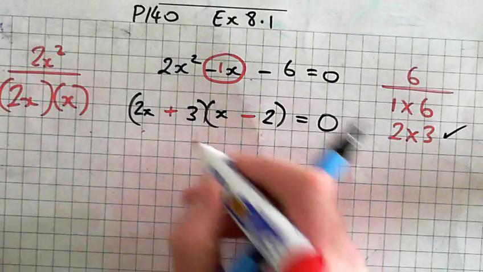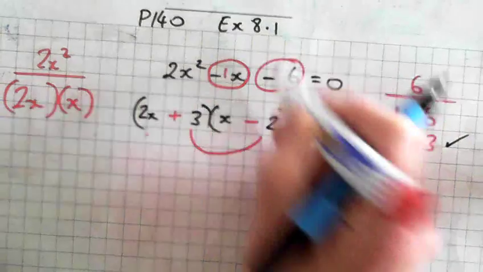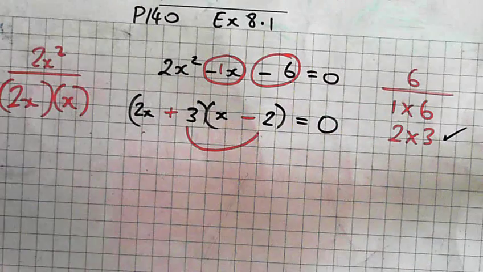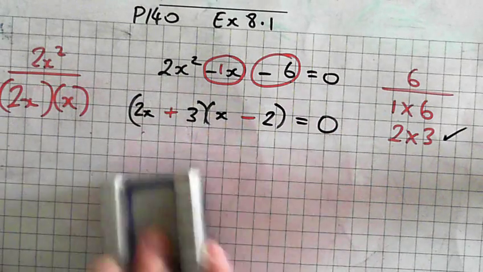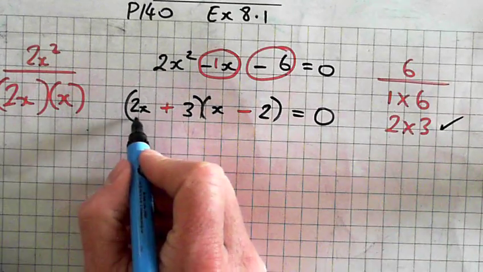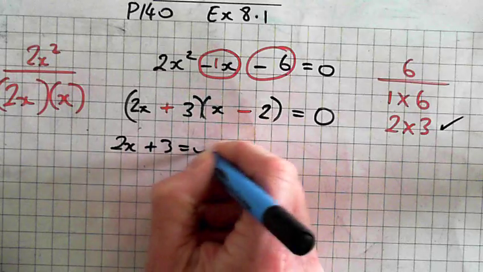Test number 2. Multiply these two. Do I get a minus 6? Yeah, plus 3 times minus 2 is minus 6. Test number 2 complete. Now I can continue. Everything is correct. I can continue on. So what do I write? 2x plus 3 is equal to 0.